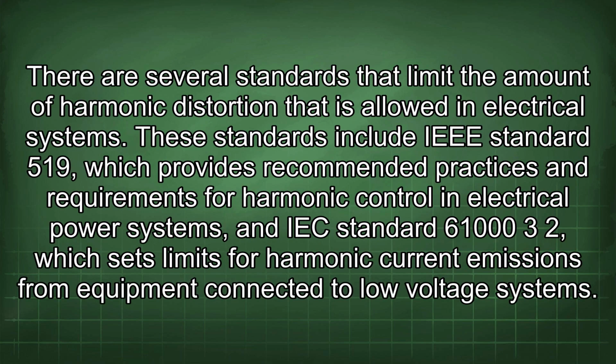There are several standards that limit the amount of harmonic distortion that is allowed in electrical systems. These standards include IEEE Standard 519, which provides recommended practices and requirements for harmonic control in electrical power systems, and IEC Standard 61032, which sets limits for harmonic current emissions from equipment connected to low-voltage systems.